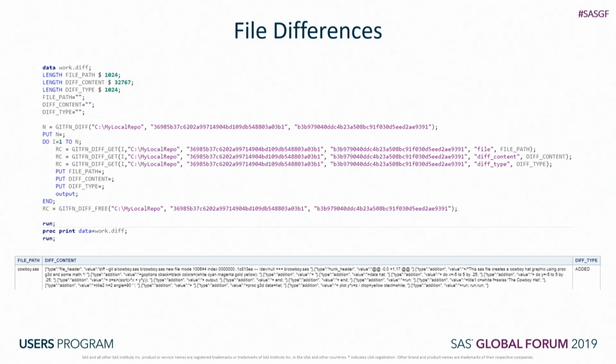Down below you see example output, the file path, which is again cowboy.sas. We return the diff content as JSON, because we get the diff content back to us in lines. And so we need to let the users know that this might be a header line or addition line, context line, so we package it up in JSON. And this file was added during this commit.